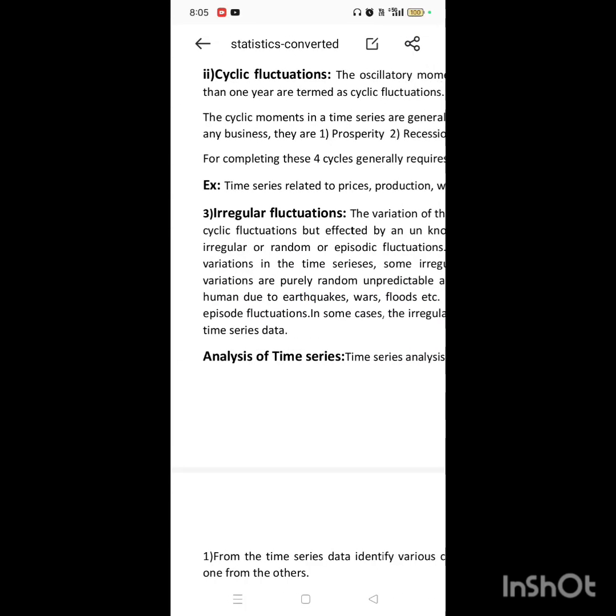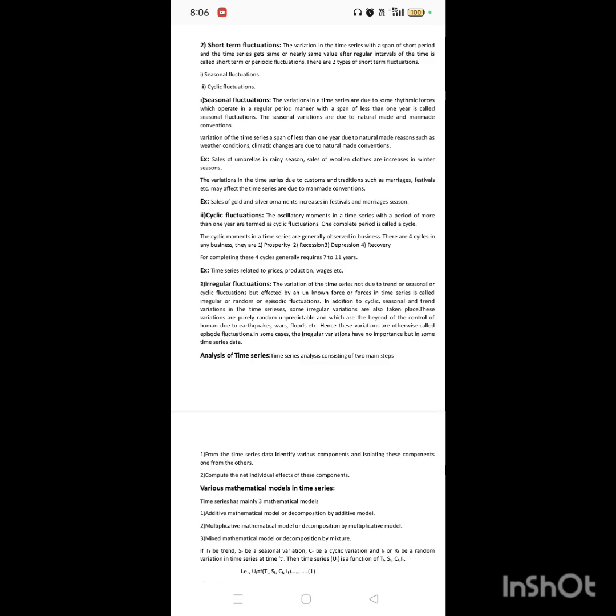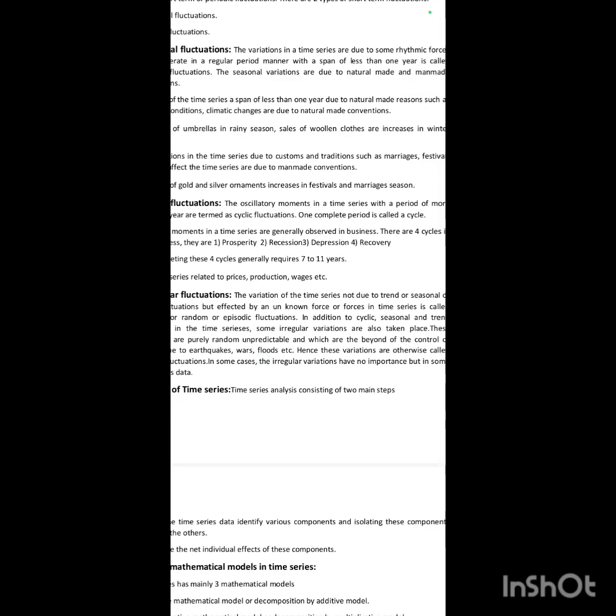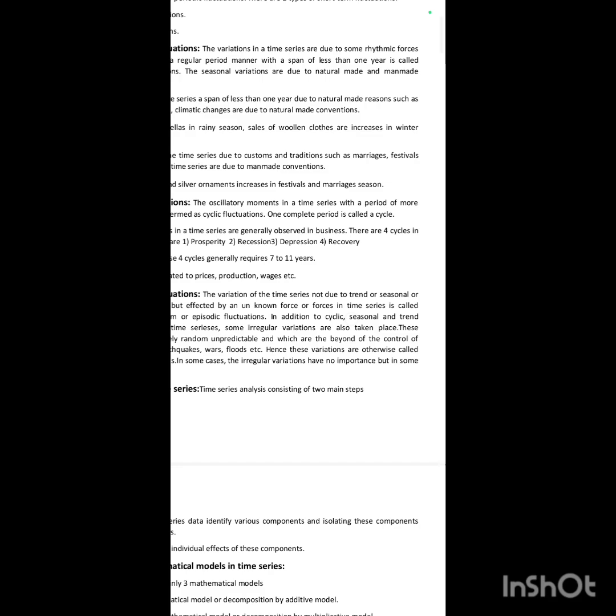So the cyclic fluctuations you can see over here. The cyclic movements in a time series are generally observed in business. There are four phases in a business cycle. They are: first one, prosperity; second one, recession; third one, depression; fourth one is recovery. To complete these four phases generally requires 7 to 11 years.